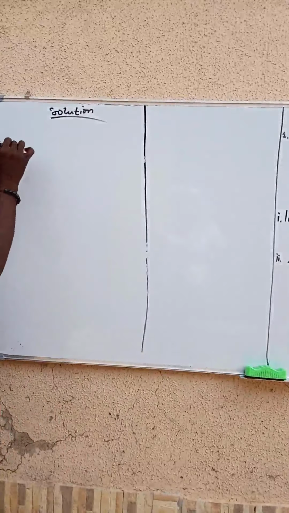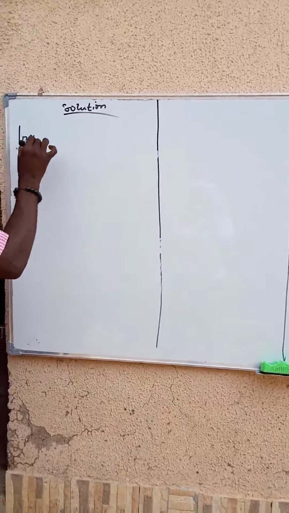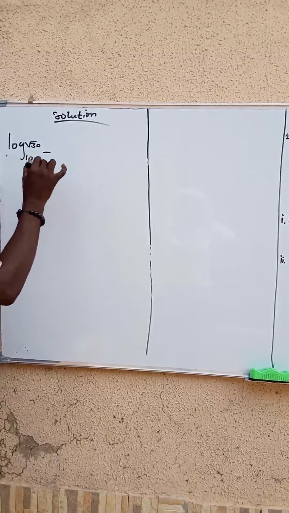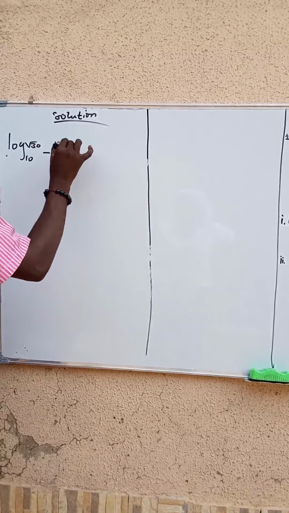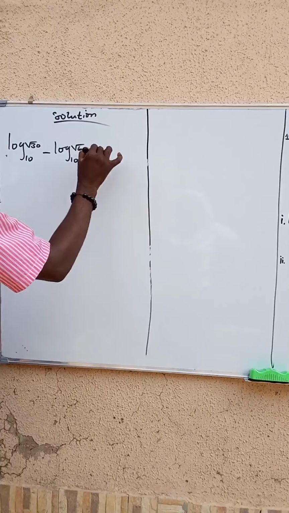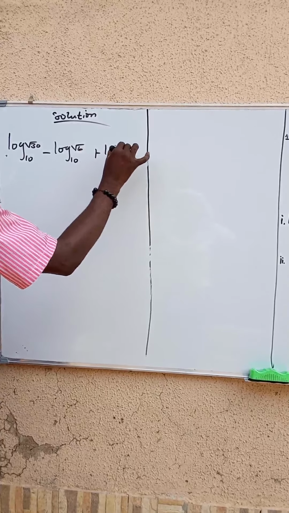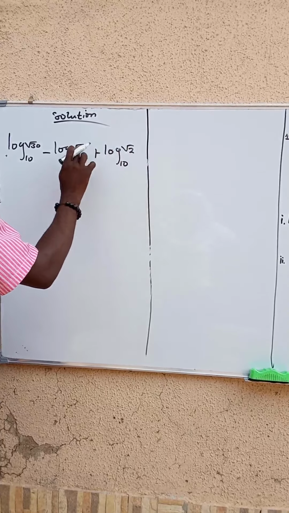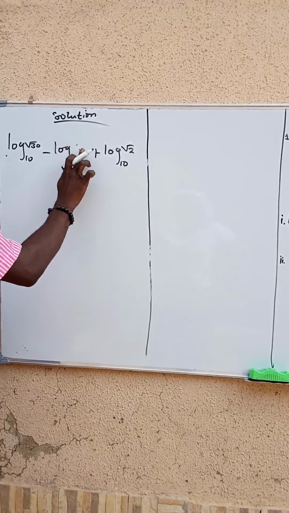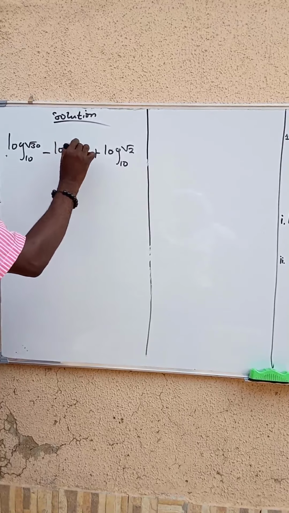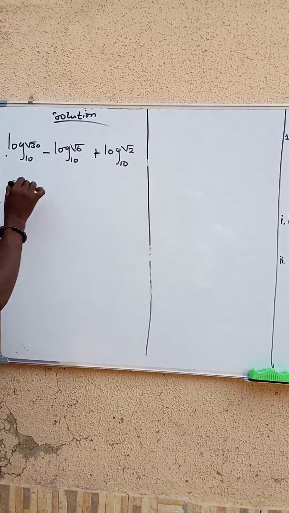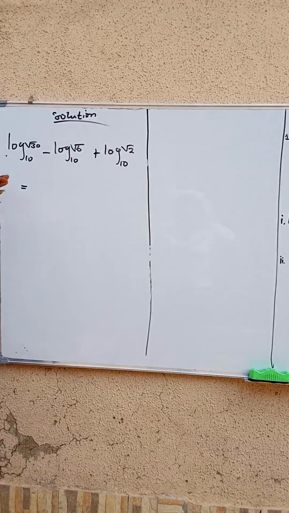Now, the first one there, they say evaluate log root 30 base 10 minus log root 6 base 10 plus log root 2 base 10. Good. Now, you now said equal to, say to evaluate.